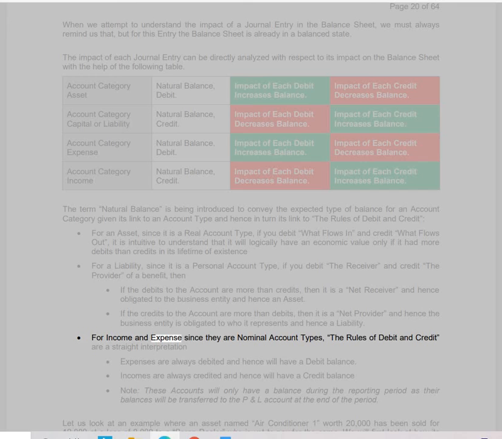For income and expense, since they are nominal account types, the rules of debit and credit are a straight interpretation. Expenses are always debited and hence will have a debit balance. Incomes are always credited and hence will have a credit balance. Note, these accounts will only have a balance during the reporting period as their balances will be transferred to the P&L account at the end of the period.